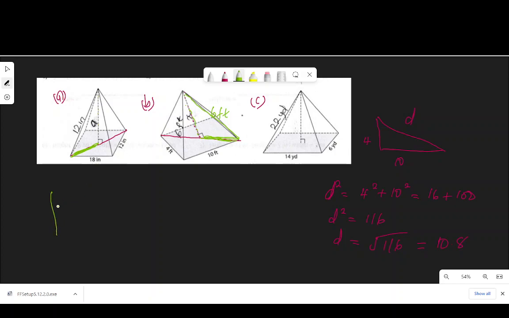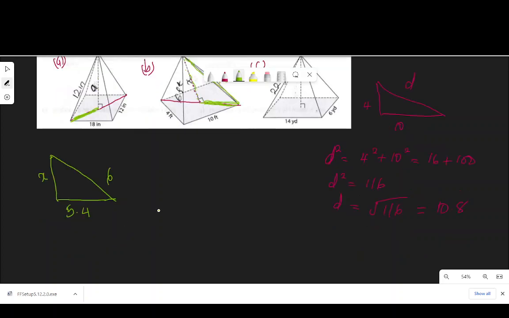This height x, this is it. And then this place here, that is 5.4, half of 10.8. Then this side is 6 feet, given. And here, like this, is 6 feet. Now applying Pythagoras again.